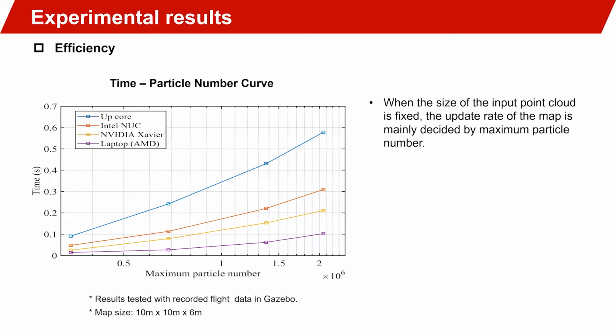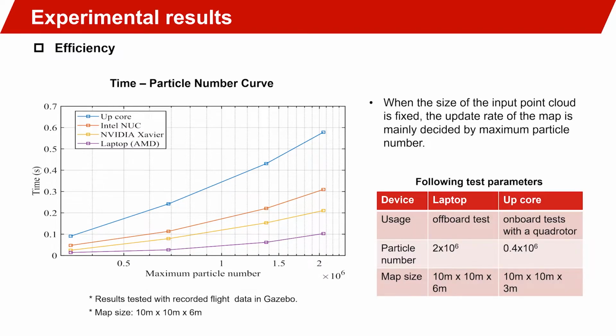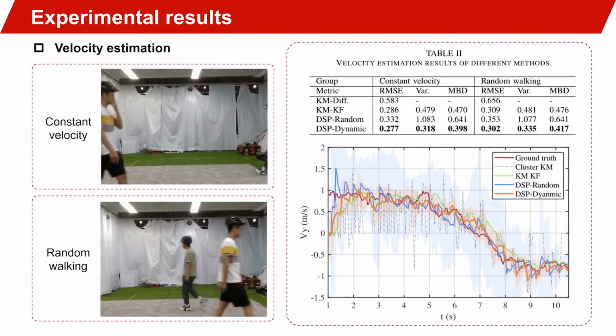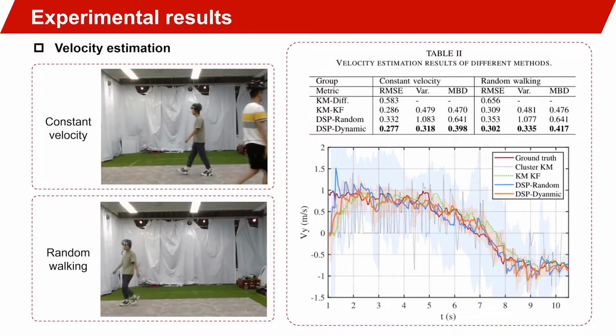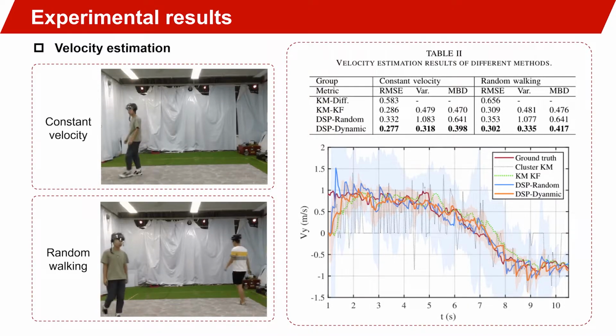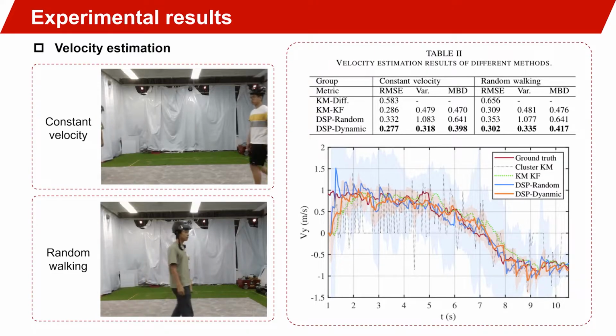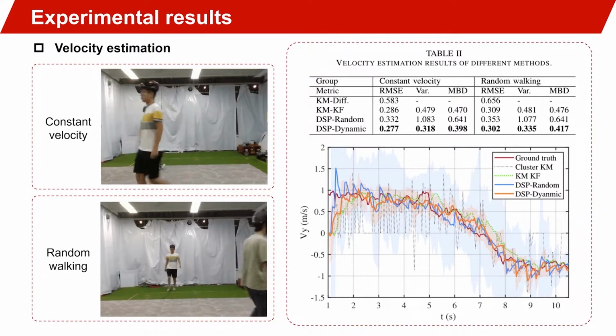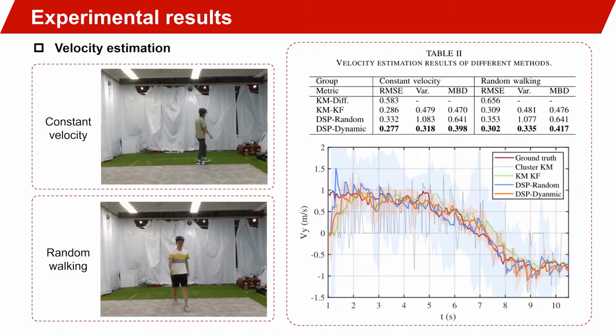We first evaluate the efficiency of our map on different devices. When the size of the input point cloud is fixed, the update rate of the map is mainly decided by the maximum particle number. The particle number in our following test is shown in the table. Then we evaluate the velocity estimation performance. Two pedestrians walk with constant velocity or randomly in two groups. Compared to KM matching, differentiating method, and KM matching Kalman filter method, our DSP dynamic map outstands in all metrics.